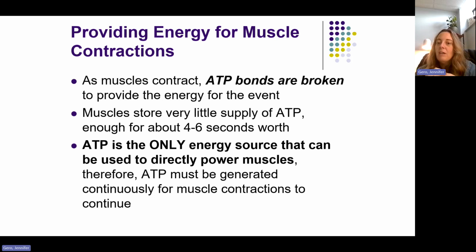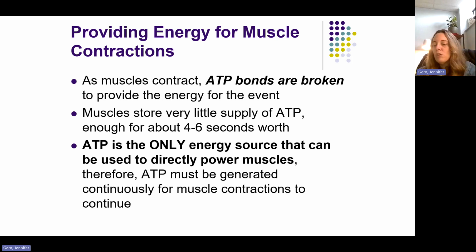ATP, very little is stored in our cells. I don't know if you remember from the beginning of the lecture when I got up and ran around the room for a few seconds. We only have 4 to 6 seconds worth of ATP stores in our muscle cells. After that, we have to generate ATP in order to keep our muscles moving. It's the only energy source that we can use to directly power our muscles.